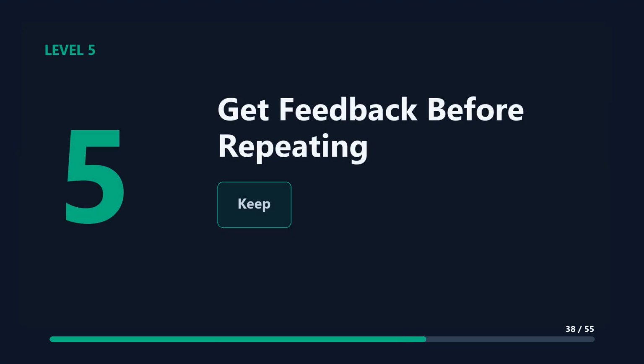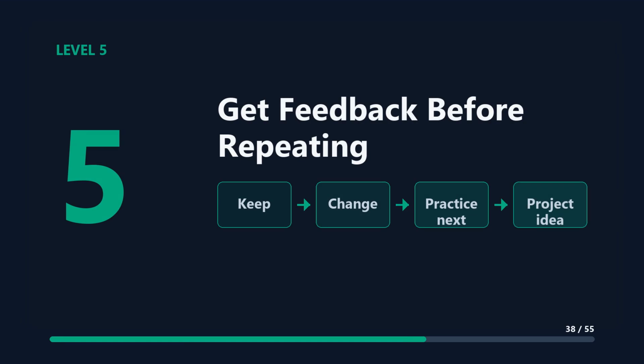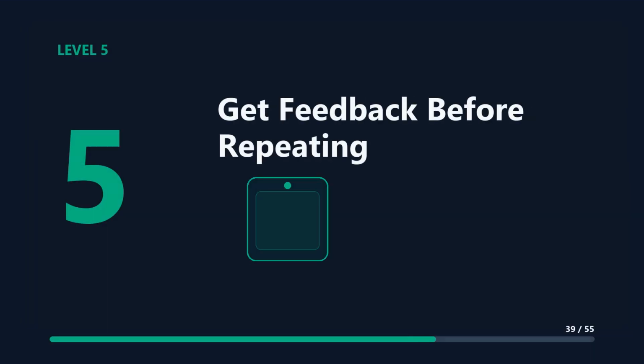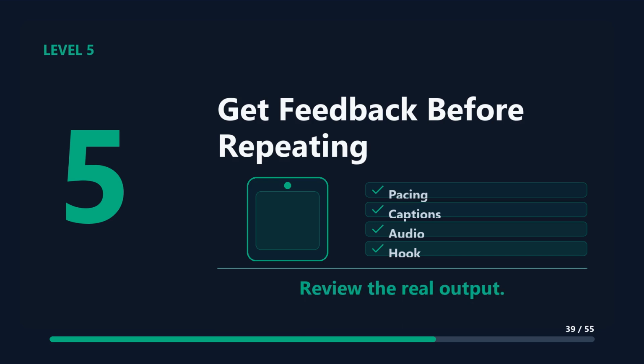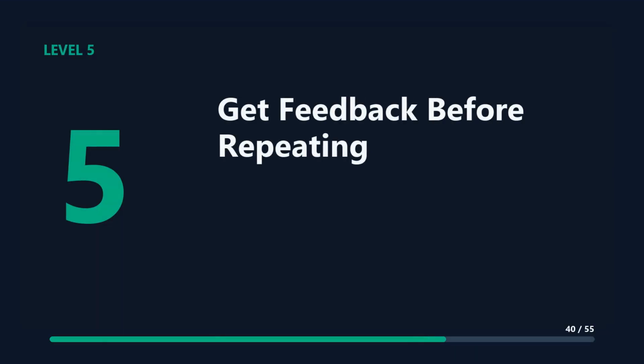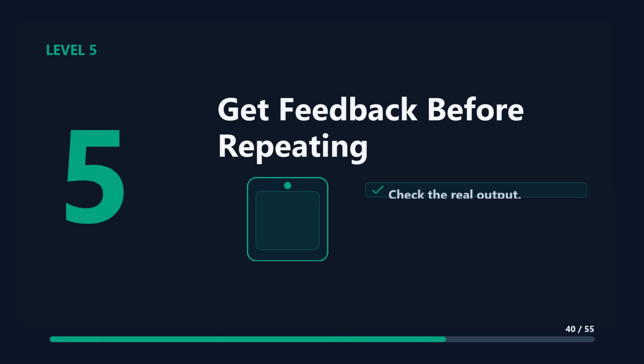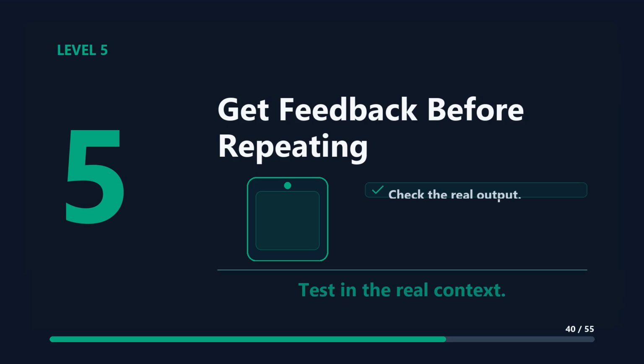Stage 5 is getting feedback before repeating. Feedback tells you what to keep, what to change, and what to practice next. Leo reviews his edited clip on a phone. He checks whether the cuts feel slow, whether captions are readable, whether the audio is clear, and whether the first 10 seconds make sense. The phone check matters because real output lives in the real world. A video can look fine while editing, but feel slow on a phone. A paragraph can look clear to you, but confuse a reader.